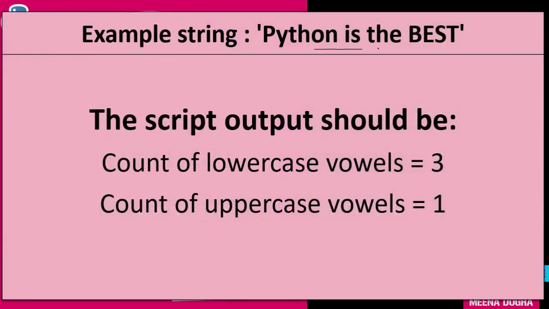Fine. If the user enters Python is the best, then the script output should be count of lowercase vowels 3, okay, and count of uppercase vowels 1. Let's quickly see how many lowercase vowels are there in it. See, this is lowercase, and this is lowercase. So there are 3 lowercase vowels and we have 1 uppercase vowel over here. Fine. So with the requirement clear, let's move to the dry run of the code.